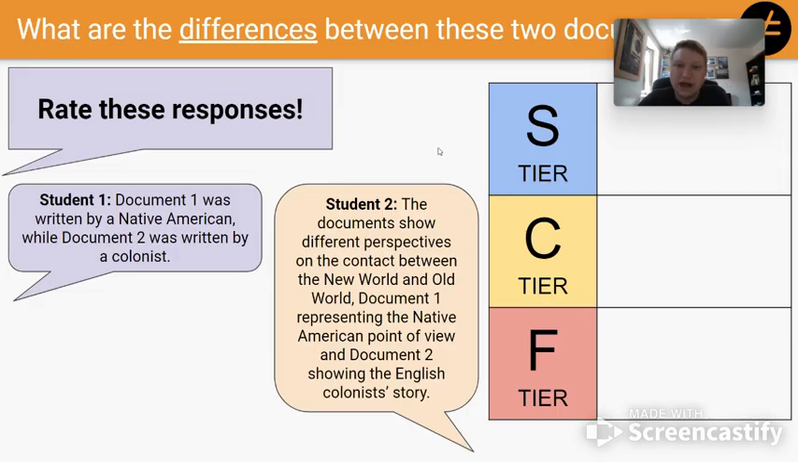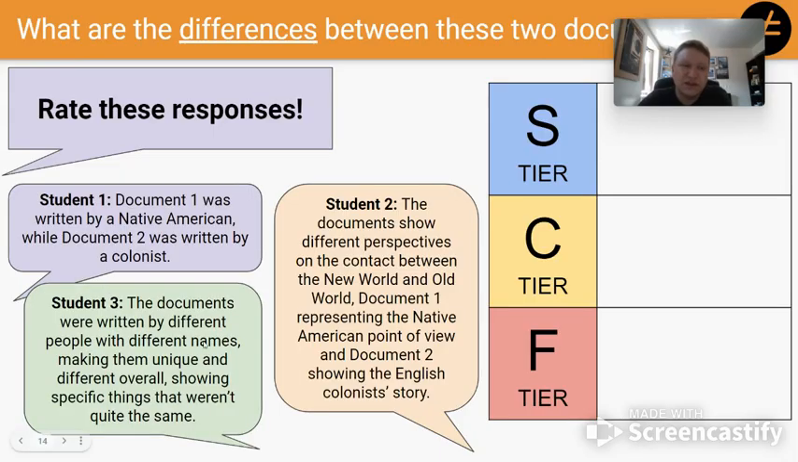Student 2 says, "The documents show different perspectives on the contact between the New World and Old World. Document 1 representing the Native American point of view, and document 2 showing the English colonists' story." Student 3 says, "The documents were written by different people with different names, making them unique and different overall, showing specific things that weren't quite the same." So I'm going to give you just a moment to try and figure out how you would sort these into F, C, or S tier. I guess you can just pause the video. And I'm going to keep going.